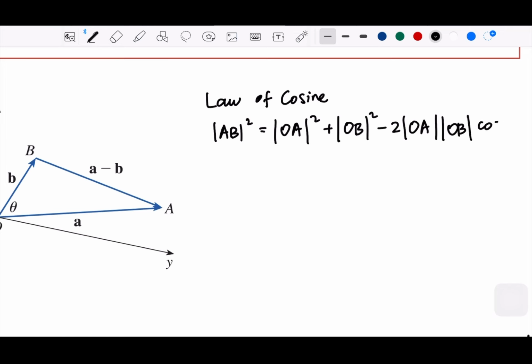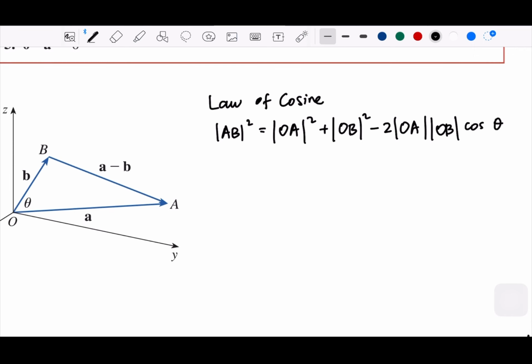And then cosine theta, okay? Cosine is the angle in front of the AB, right? That's cosine based on this triangle. Now we are going to see that AB squared is actually our vector A minus vector B squared, and then this is A squared plus B squared.